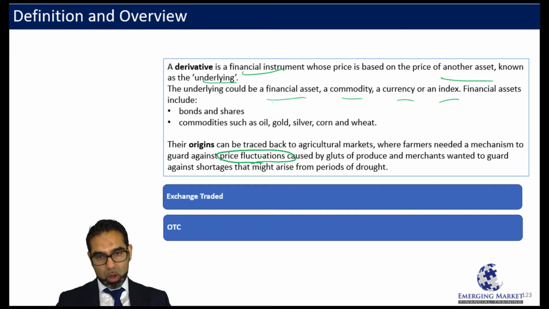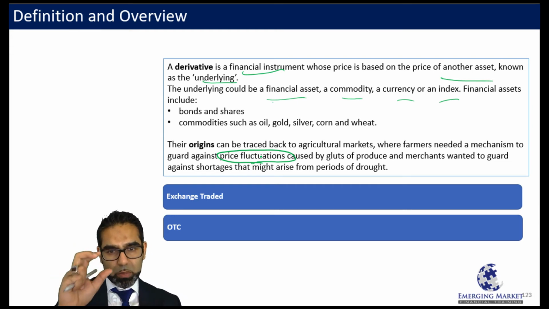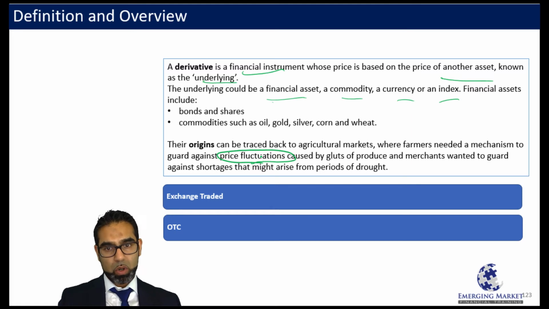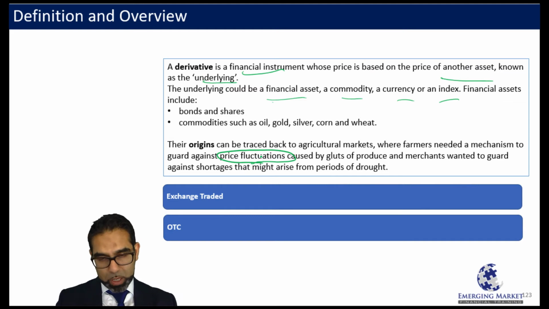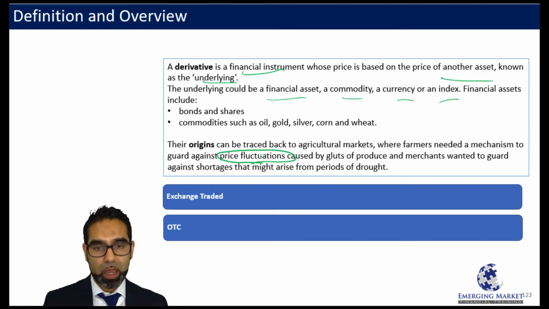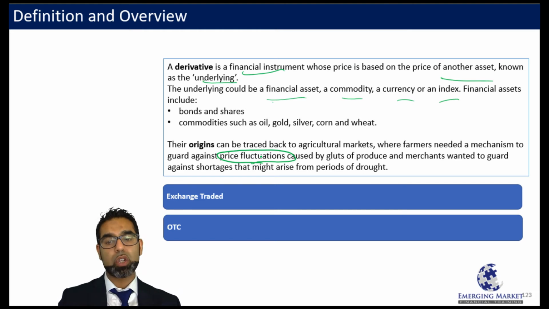So when they are putting in their time, then they need to make sure that there is a locked-in price to sell. So rather than have to fluctuate based on gluts of produce or merchants who might want to guard against shortages, they need to get involved in derivatives. That's where it started. It's gone a long way from there, and it's used for many other reasons, which we'll come across. And derivatives can be both exchange-traded or OTC. Exchange-traded is more regulated, more standardized. OTC tends to be more customized and slightly less regulated than the exchange-traded world.